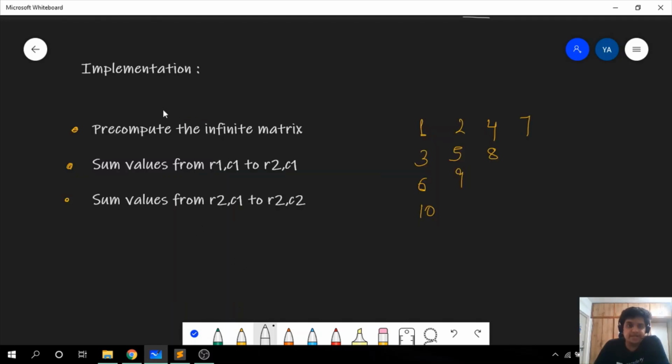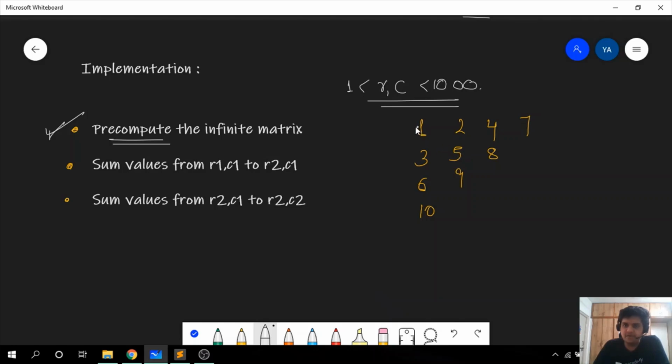For the implementation part, the first thing to do is that we have to pre-compute the infinite matrix. Pre-computation is necessary due to the constraints that we have been given, that R comma C are both between 1 and 1000. So basically we cannot create this matrix over and over again, right? So pre-computation is necessary.